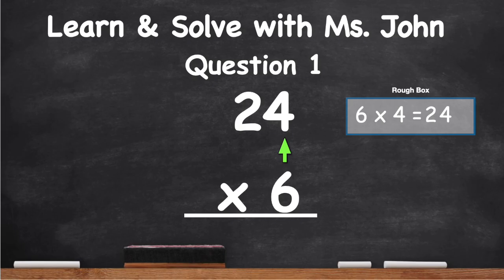24. So because this is a 2-digit answer, we must put the number in the ones column, the 4, down to the 1 section of the answer column, and then the number that's in the tens column, the 2, we're going to carry that 2 to the other 2 in the tens column.